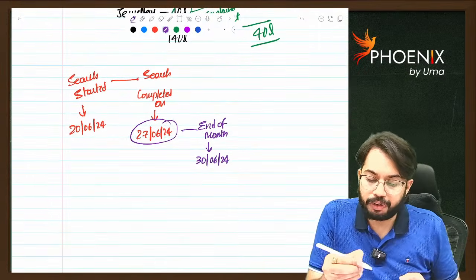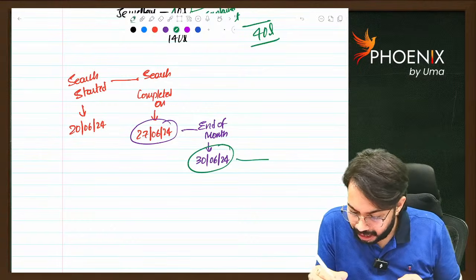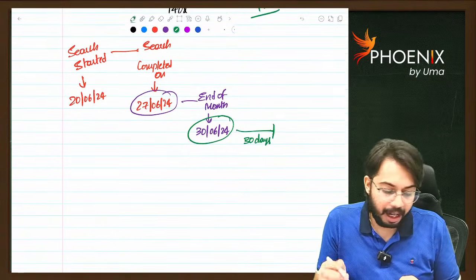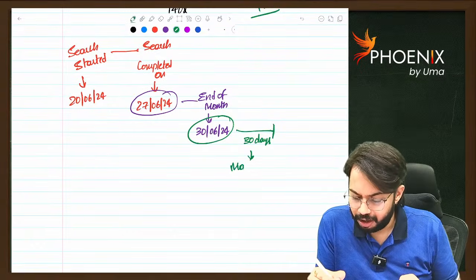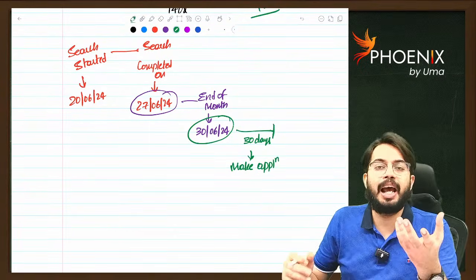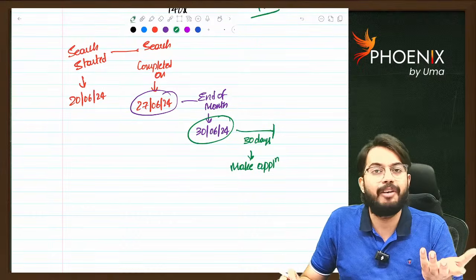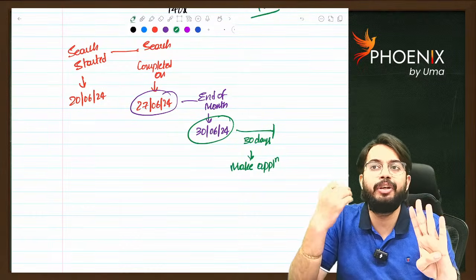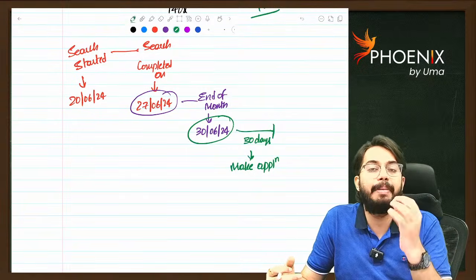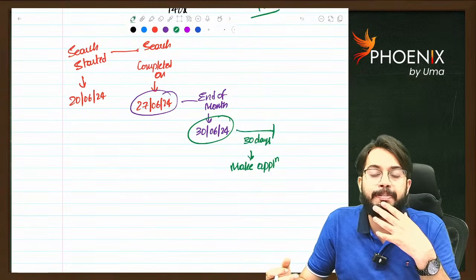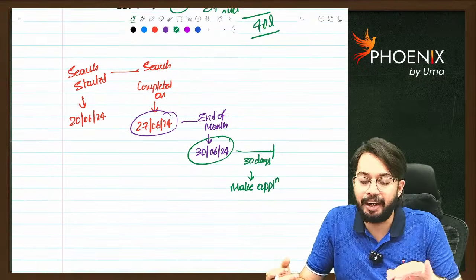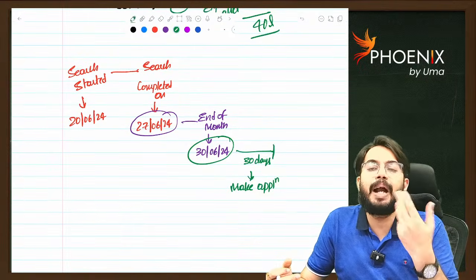From 30 June 2024, within next 30 days, I should make an application. In that application, I will tell, sir, 140 lakhs assets you have seized. Out of 140 lakhs, 40 lakhs I genuinely disclosed in ITR. Please give me those 40 lakhs assets. I can make application for recovery of explained assets within 30 days from end of month in which search is completed. Next, then what will department do?